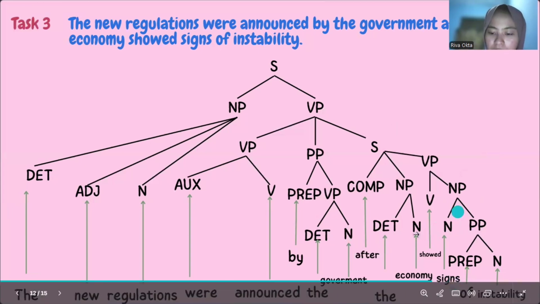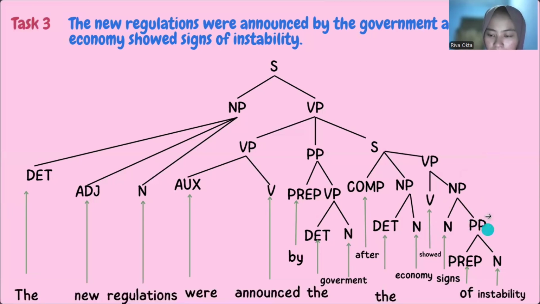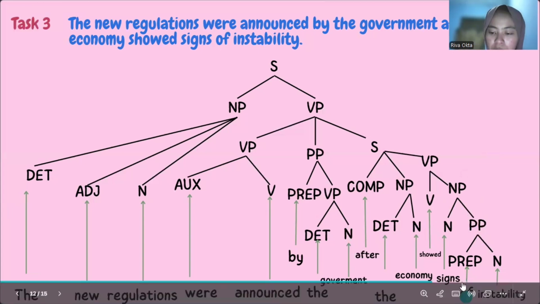From this sentence, "signs" is a noun, and the prepositional phrase is divided into preposition and noun. "Of" is a preposition and "instability" is a noun.